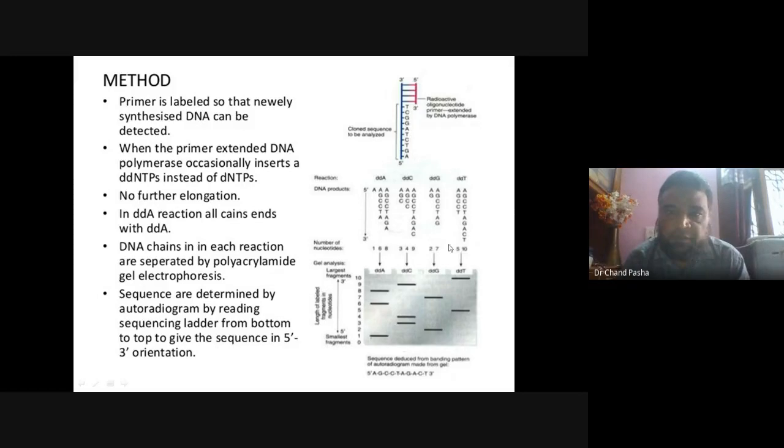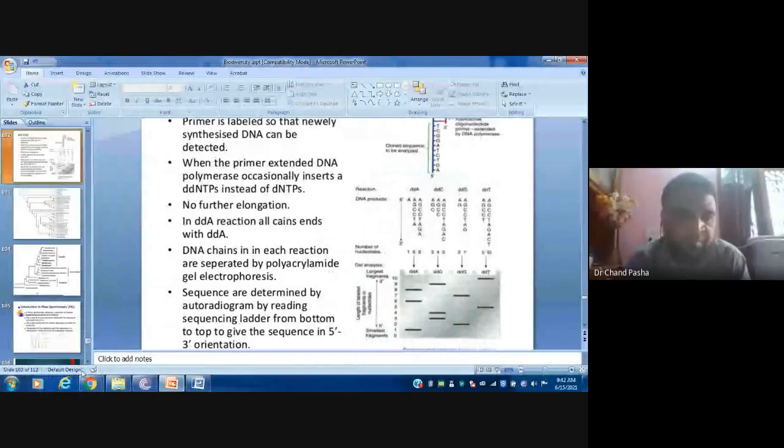The reaction will be done in 4 test tubes. In each tube, suppose you are sequencing adenine: 80% is going to be normal adenine, and 20% is going to be dideoxy adenine. What is this dideoxy adenine? In this case, at the 3' end, there is no hydroxyl group. I'll show you the image.